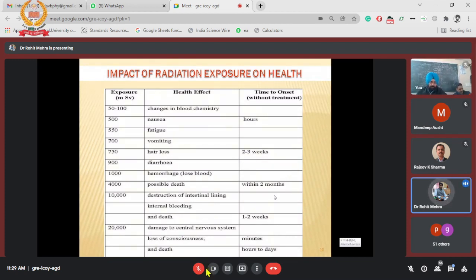But if your dose reaches of the order of, say, 750 millisieverts, within 2-3 weeks the effects could be there. And you could have hair loss, you could have vomiting, you could have fatigue. And if it further reaches, you could be suffering from diarrhea, then blood loss, and within 2 months, if it reaches 400 or 4000 level, death could occur. And again, to very high values, which have been mentioned in the table.